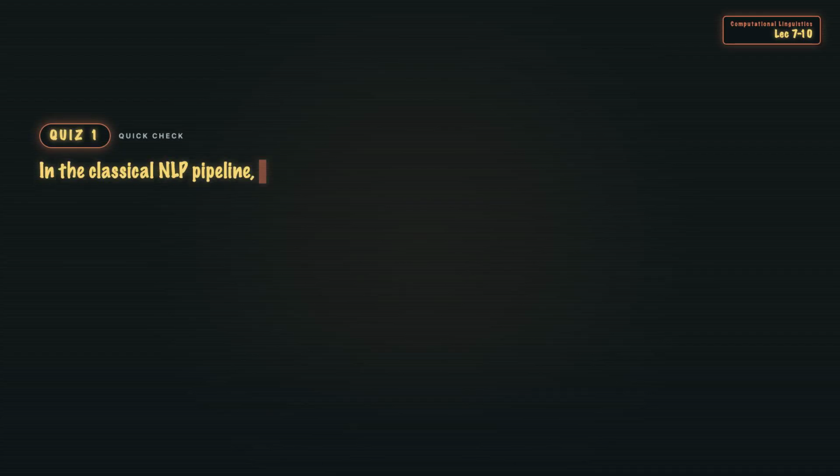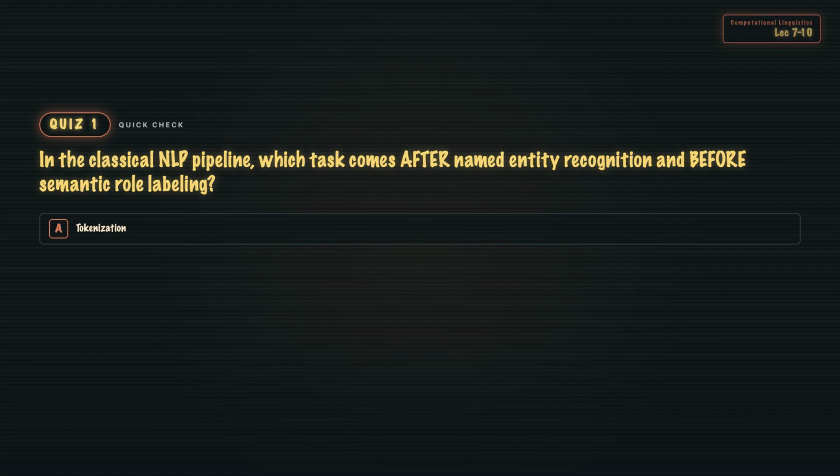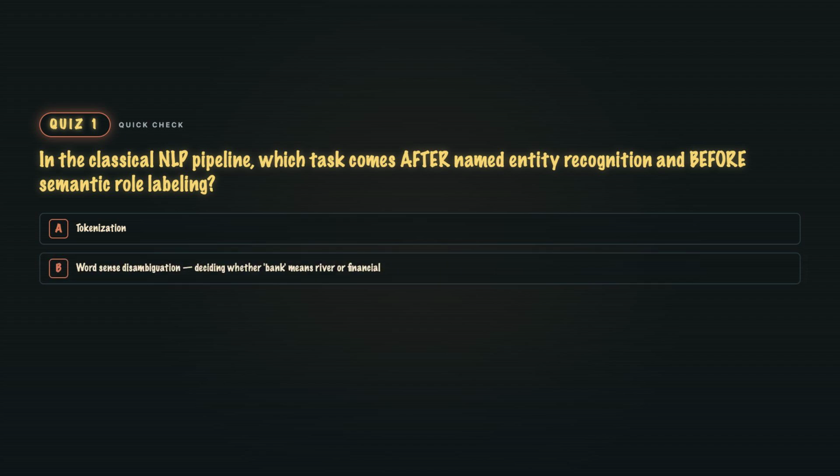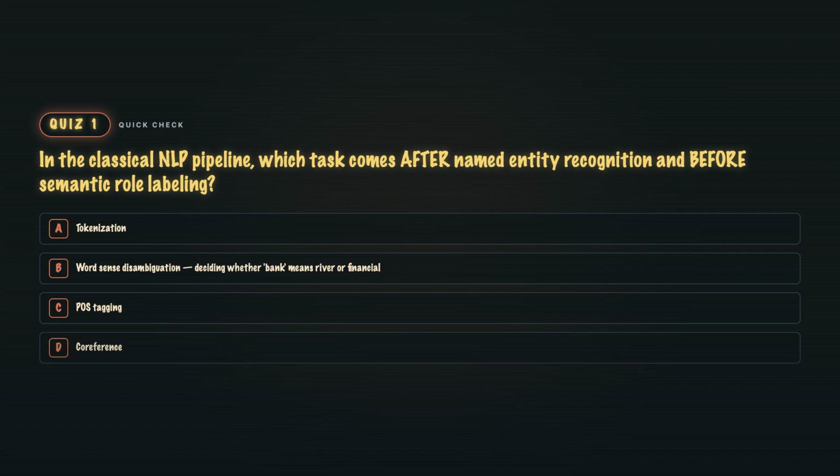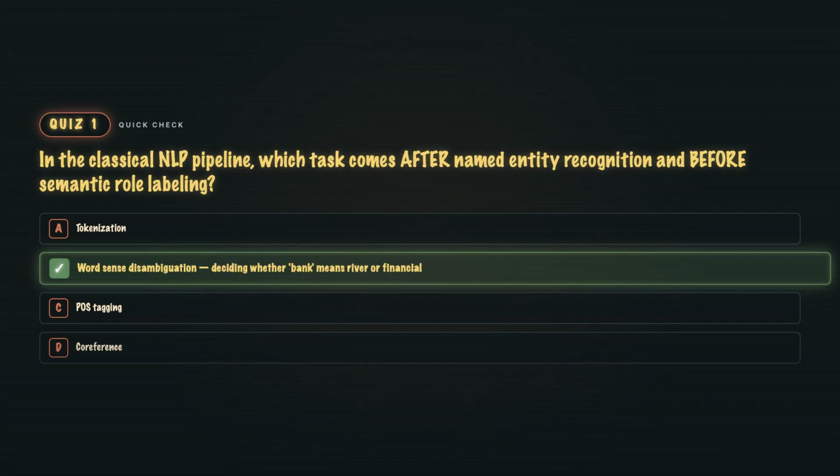Quiz 1. In the classical NLP pipeline, which task comes after named entity recognition and before semantic role labeling? A, tokenization. B, word sense disambiguation, deciding whether bank means river or financial. C, POS tagging. Or D, coreference. B. The belt goes: Tokenize V2, POS tag V3, parse V4, NER V5, WSD V6, SRL V7. WSD sits between NER and SRL. Coreference and MWE processing are the edge cases beyond the belt in V8 and V9.